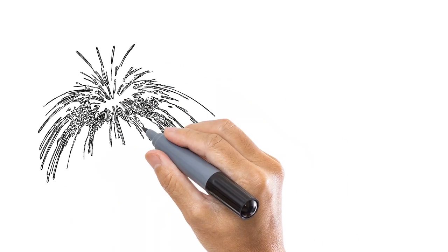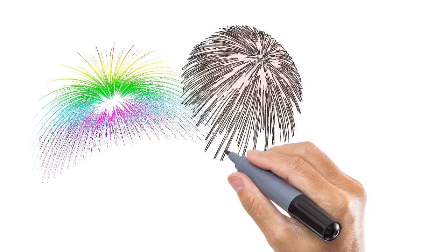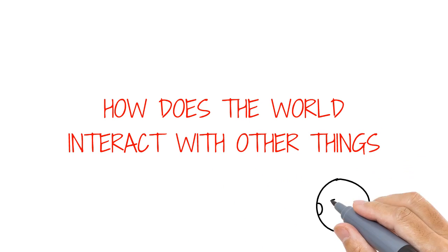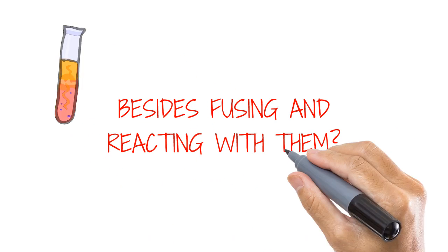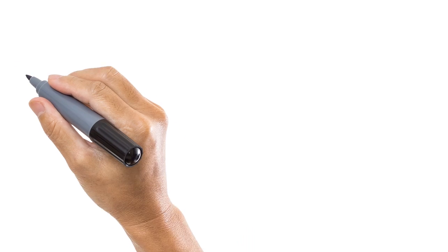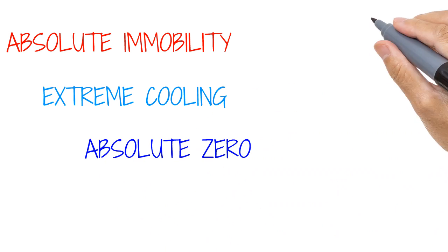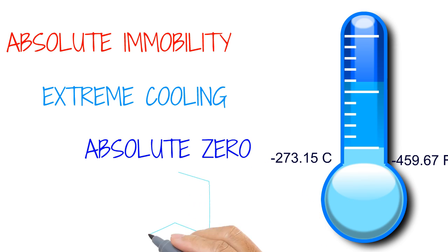We can build up matter by mixing them together, like baking a cake, or destroying matter, like using fireworks, lit, extremely reactive, and unstable materials. But how does the world interact with other things, besides fusing and reacting with them? Well yeah, physical forces like motion, gravity, and electromagnetism. And what about their opposites? Opposites to motion, absolute immobility.